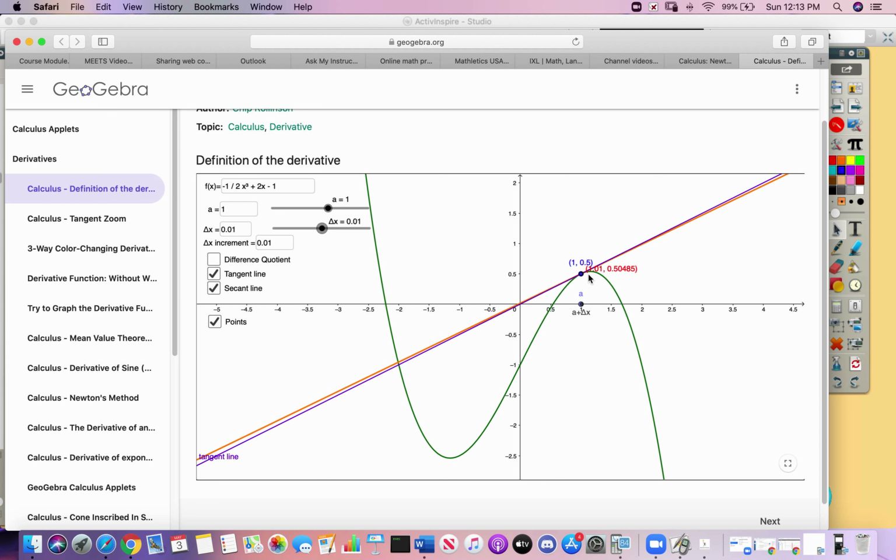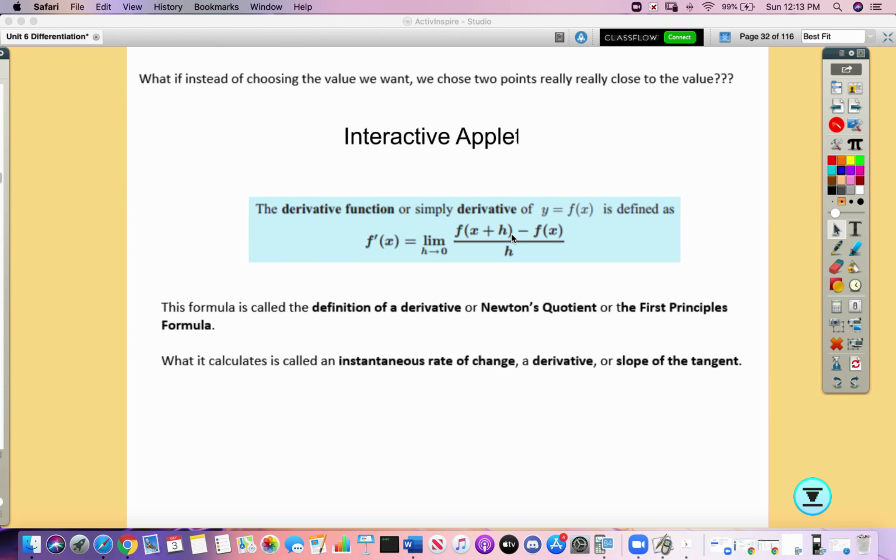I want to find the slope of the point, right? At that point on my graph. So what I really want is no difference in between. So how can I do that? Well, it's actually not too difficult. I'm going to harness the power of limits.